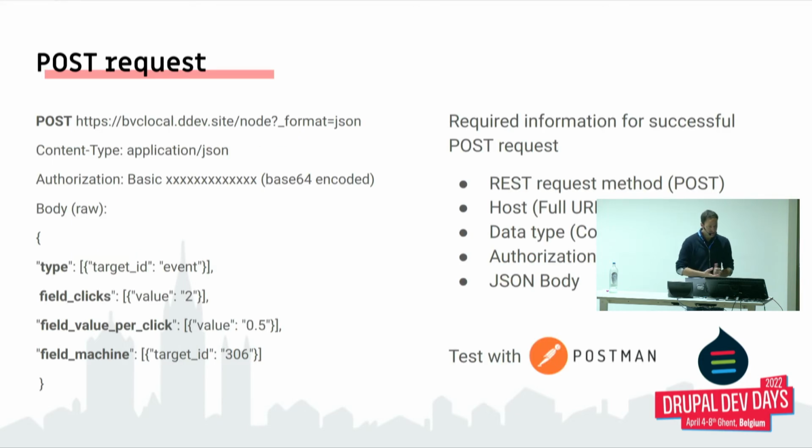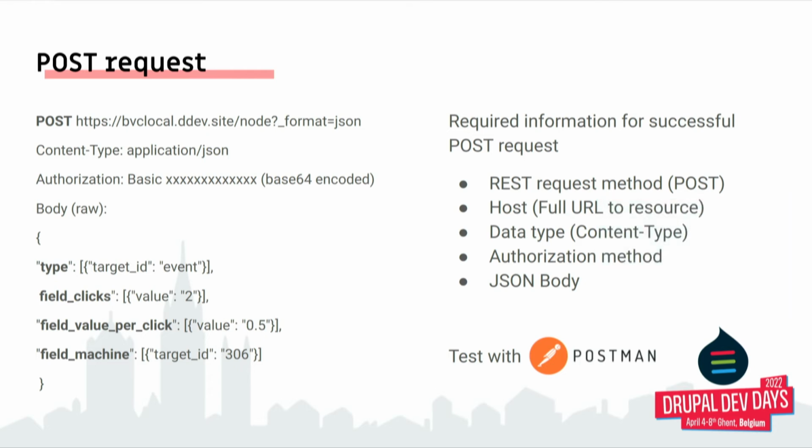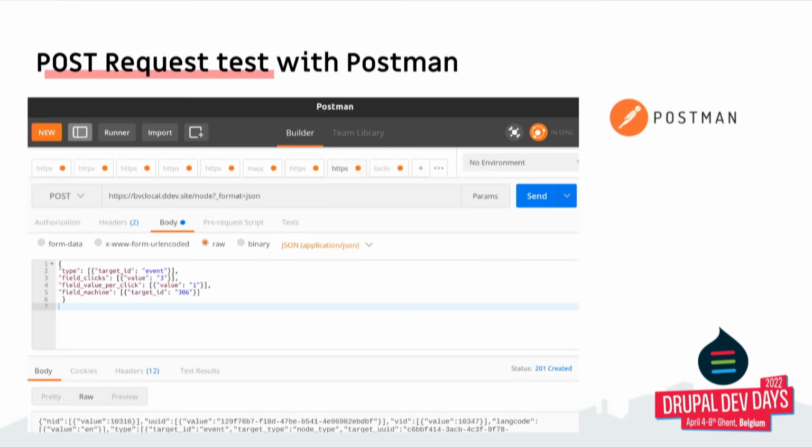So the POST request looks like this. You need to define the content types. You have a body in JSON. You see now I presented the content types. You see the target ID is event if you're sending data from the machine. We have value 2, and the field clicks is 2, and the value per click is 0.5, which means we put in €1. And the target ID for the machine is pretty much the unique identifier of the machine that's sending out the data. This is all you need to know, and it's good to test this with Postman before you even put it on your device, to see if everything is working.